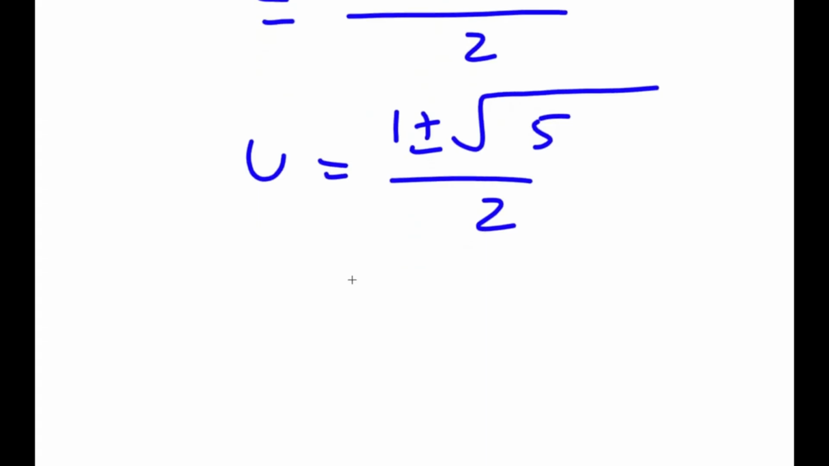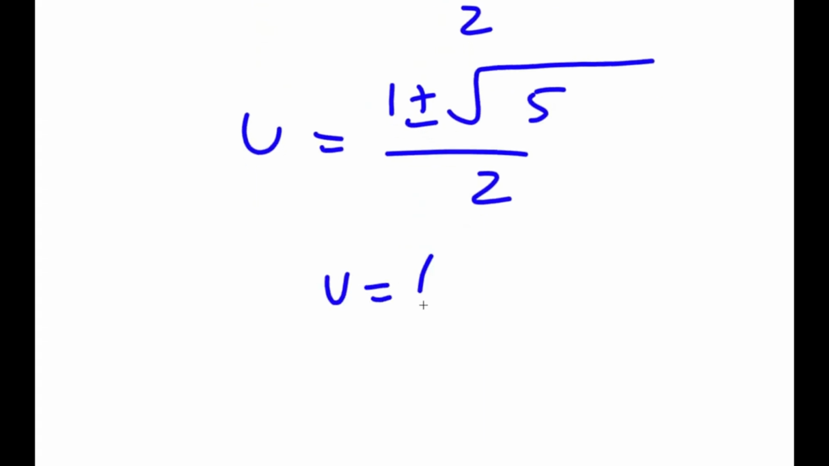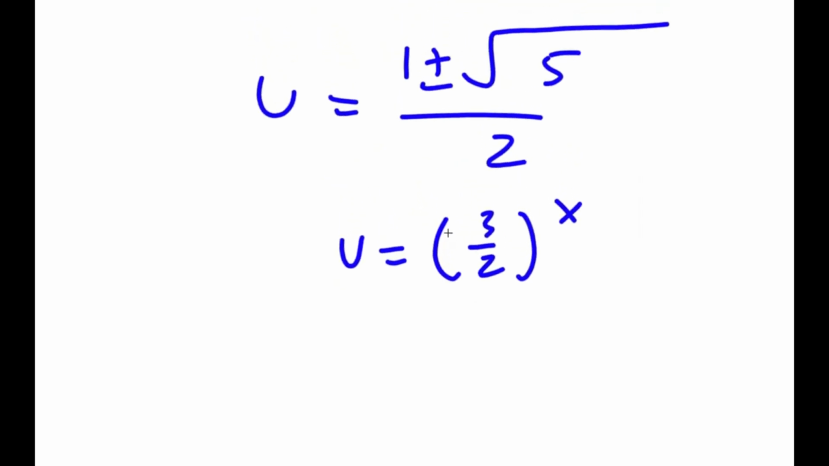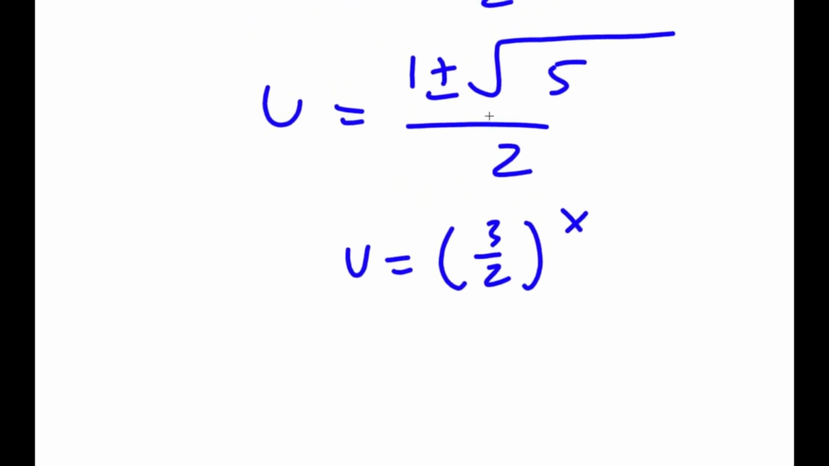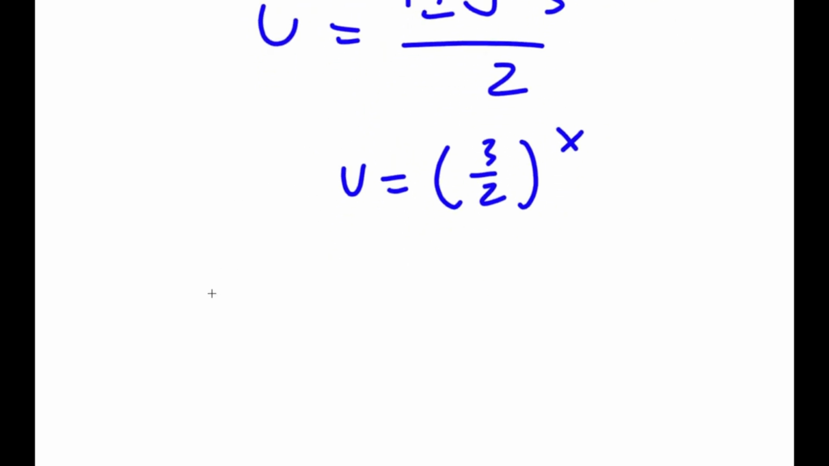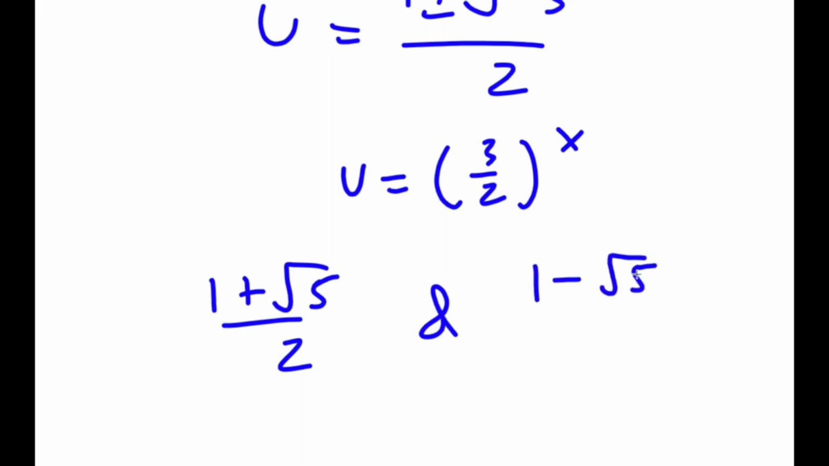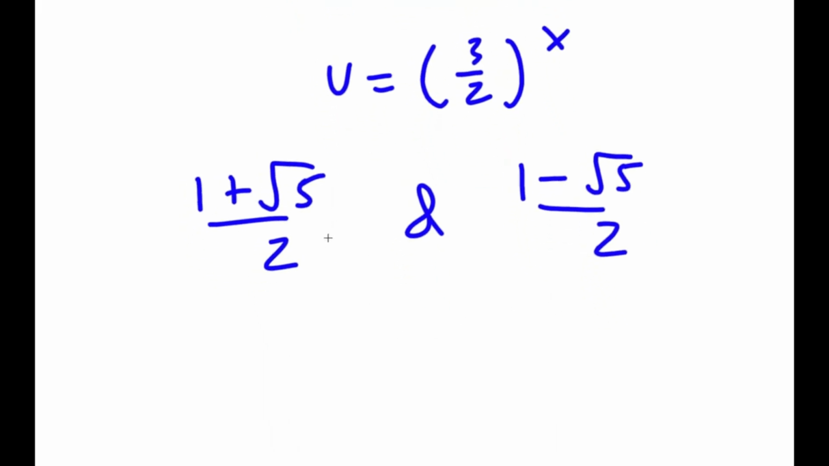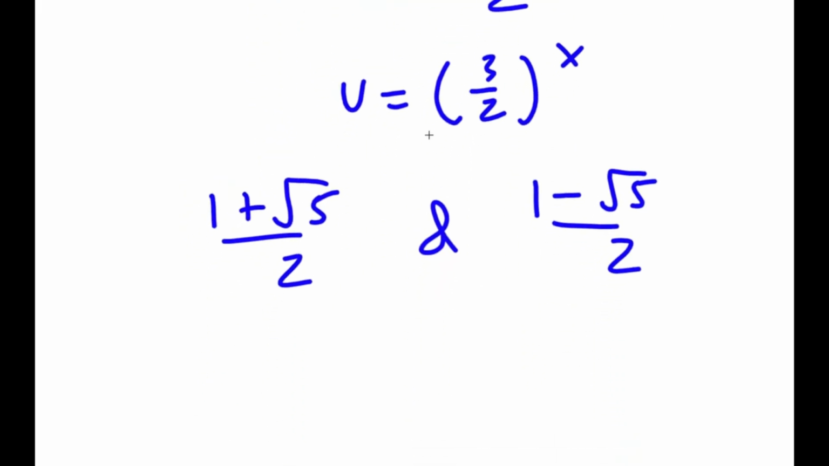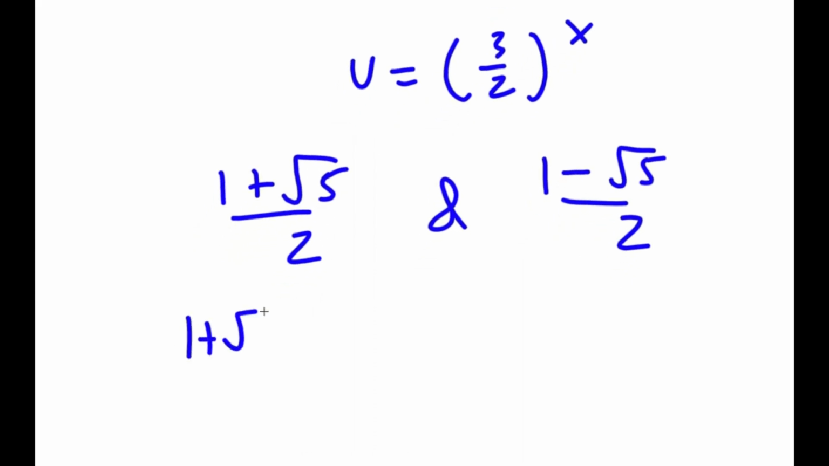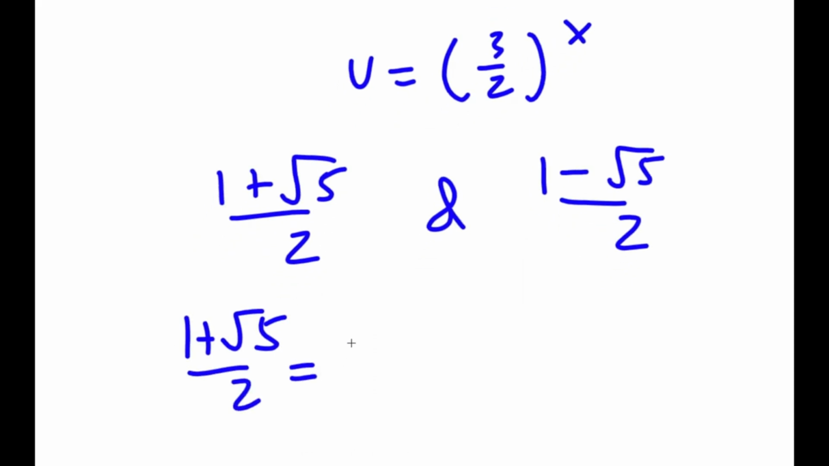Now remember, we set u equal to 3 over 2 to the power of x. So right here, this is actually two solutions. We have 1 plus the square root of 5 over 2, and we have 1 minus the square root of 5 over 2. So let's start with 1 plus square root of 5 over 2. So I have 1 plus the square root of 5 over 2 is equal to 3 over 2 to the power of x.